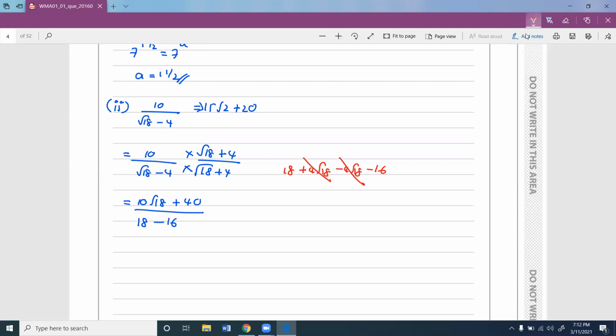What do you call the process of rationalizing the denominator? This is 10 root 18. We know that 18 is 2 into 9, that is 3 root 2. If you are not sure, just put root 18 into the calculator and see.